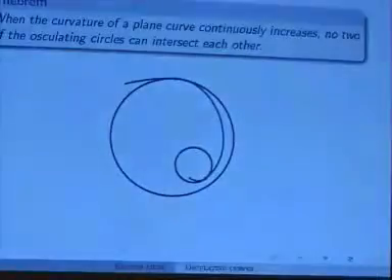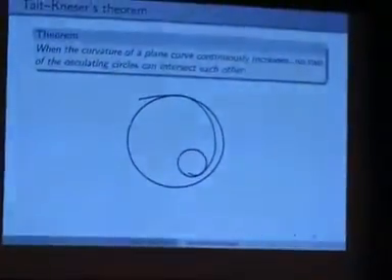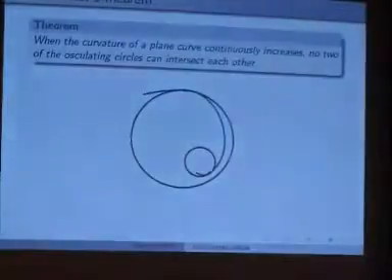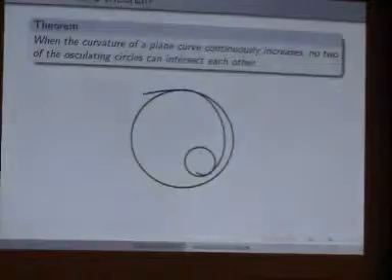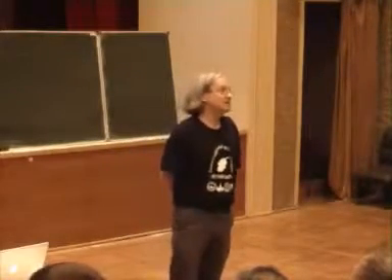So this is the paper of Tate, the oldest paper I know on the subject, giving the proof of the theorem. Here's the statement. You take a piece of curve, a blue curve, and you assume that on this curve the curvature is monotonic. So it's increasing or decreasing. And now you draw two circles of curvature at two different points. And the theorem says these two circles do not intersect. They are nested. One sits inside the other.